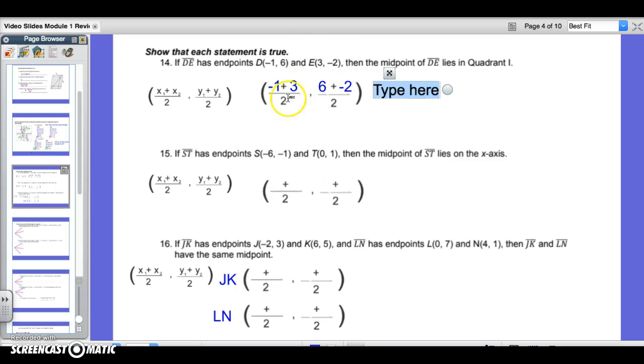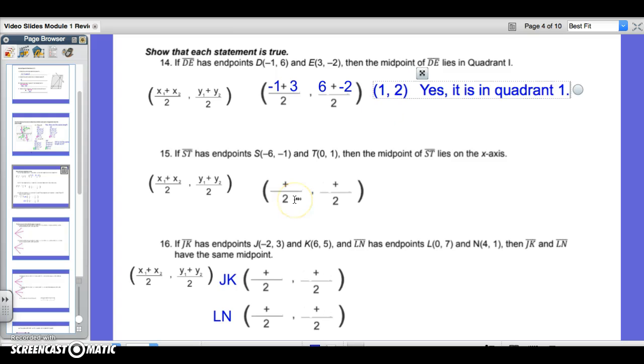Now I can see that these two, -1 and 3, are going to add to 2, and 2 divided by 2 is just 1. Then from the second term over here, 6 plus -2 is 4, and 4 divided by 2 is 2. So the coordinate (1, 2) is the midpoint of DE, and yes, it is in quadrant 1.